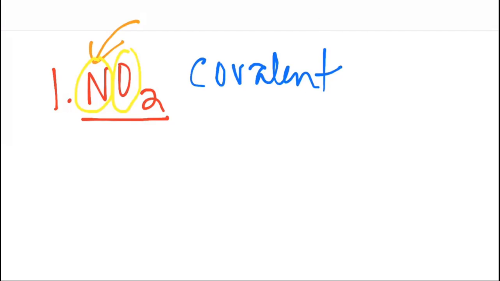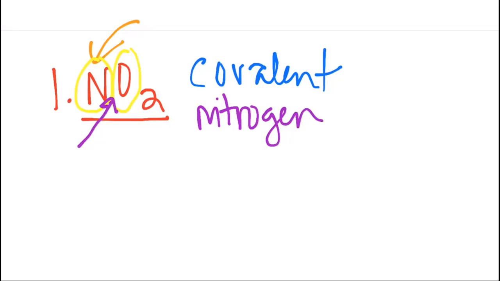So on this one, what's the name of my first element in this formula? What is N? What's the name of N? Nitrogen. And I'm just going to write nitrogen. There's no prefix because if I look right here behind the N, there's no subscript. So that means it's an imaginary 1. And in the little rules in the box on our flow chart, it says that we don't use mono on the first element. So the first element's just nitrogen.